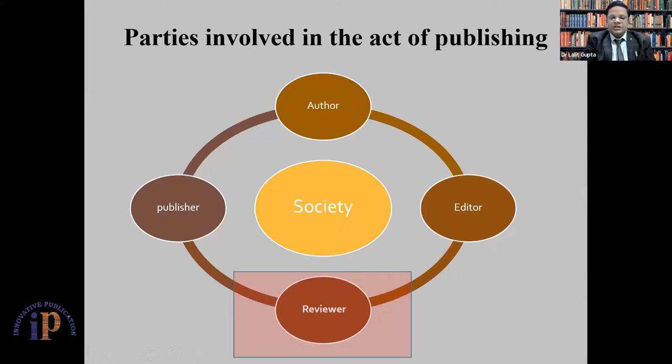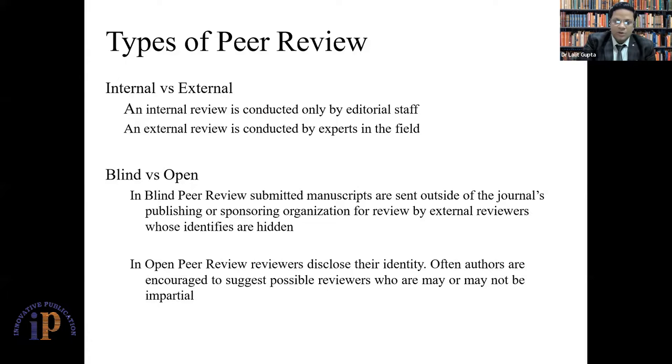As you know, the parties involved in the peer review system, whenever an article is submitted to a journal, the society is who eventually benefits. And there is a loop showing who is involved in this process, from the author to the editor, reviewer and publisher. So there is a web around the society, where all the things of a peer review system evolve. Now, coming point to point, I will take you through briefly.